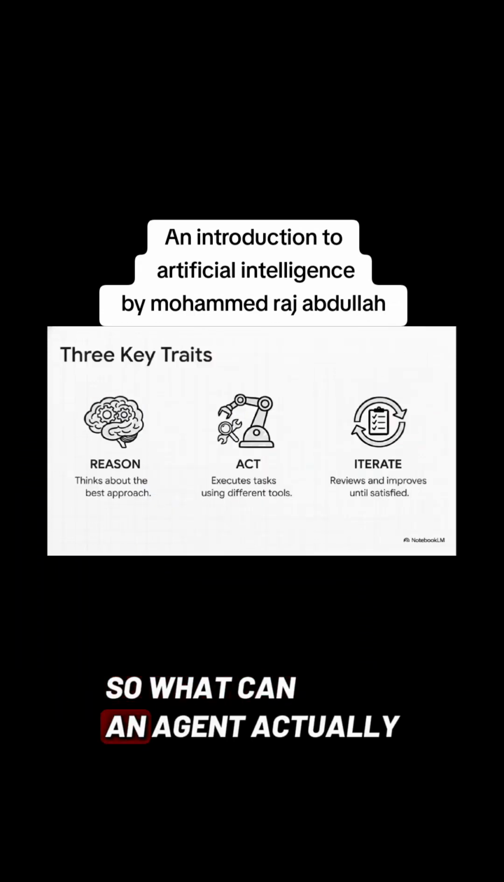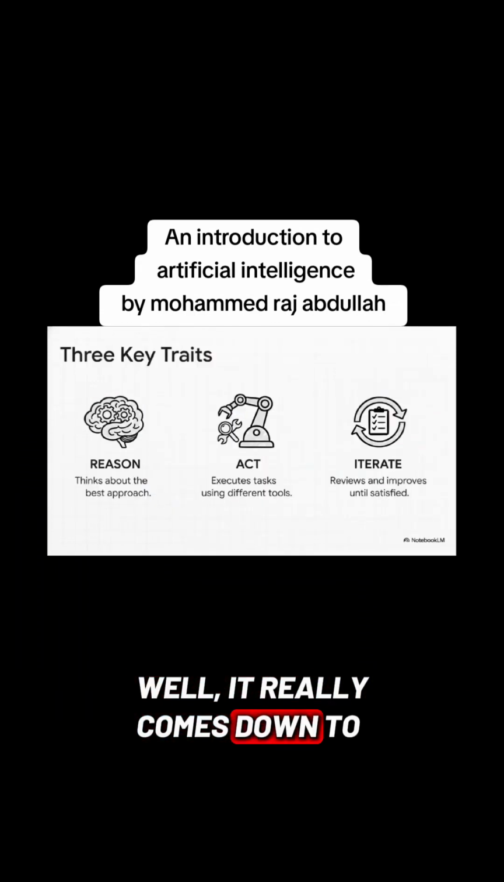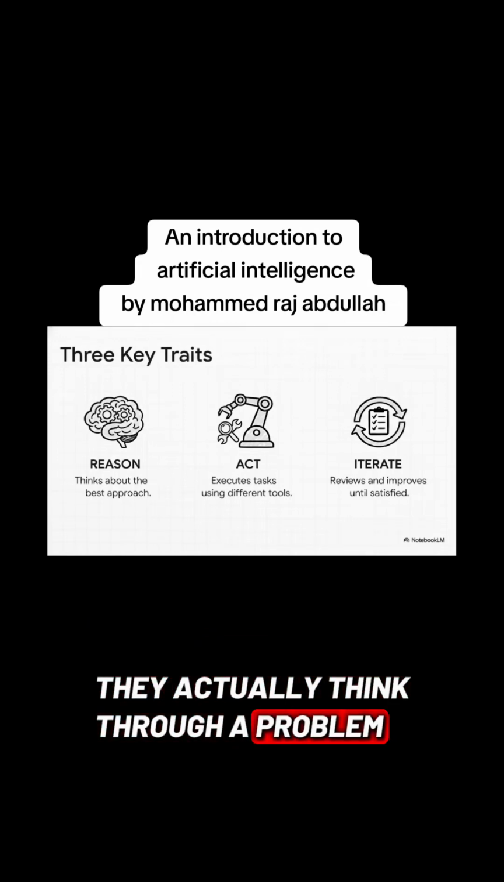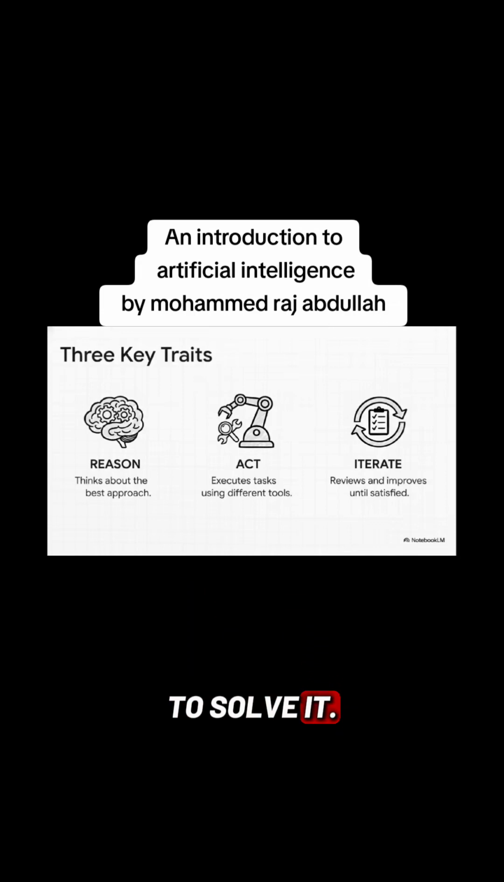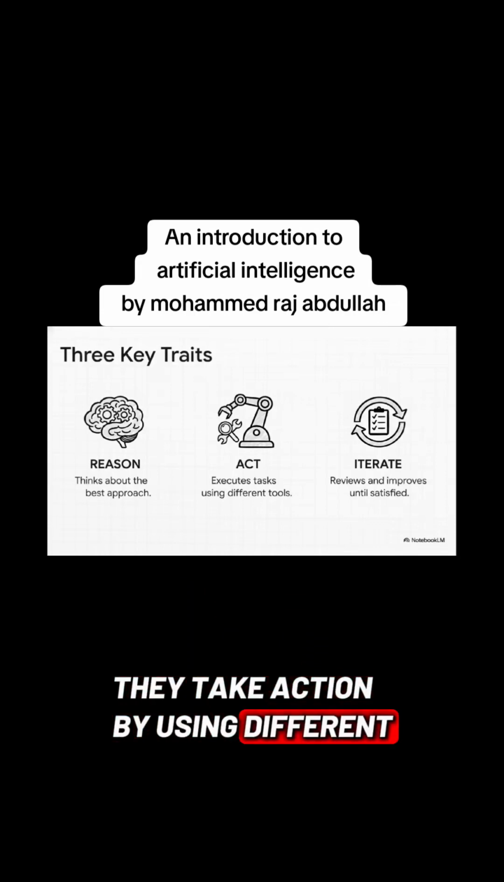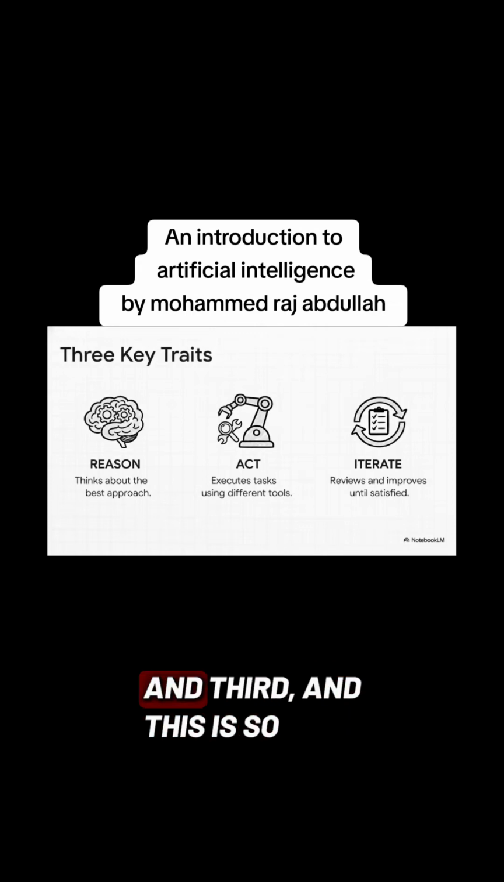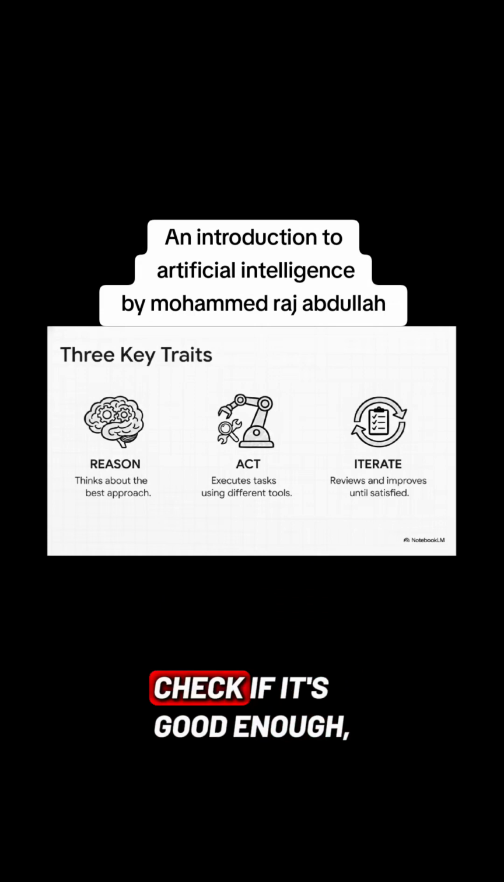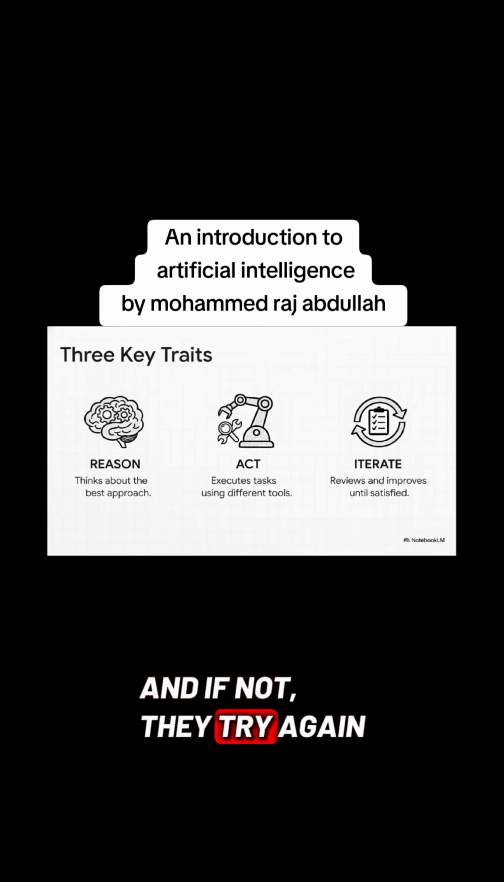So, what can an agent actually do? Well, it really comes down to these 3 things. First, they reason. They actually think through a problem to figure out the best way to solve it. Second, they act. They don't just think, they take action by using different tools to get things done. And third, and this is so important, they iterate. They look at their own work, check if it's good enough, and if not, they try again until the goal is met.